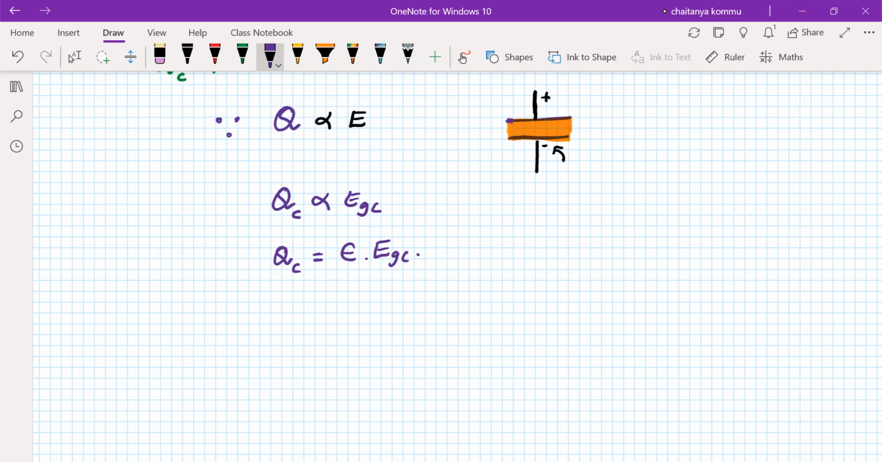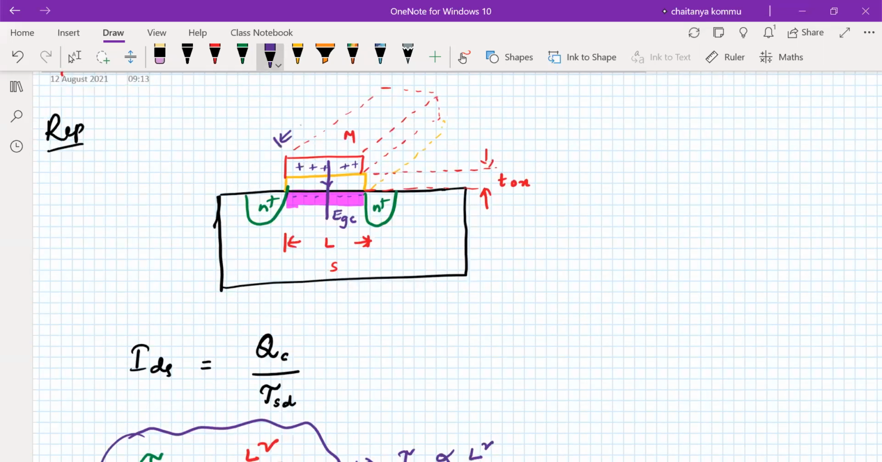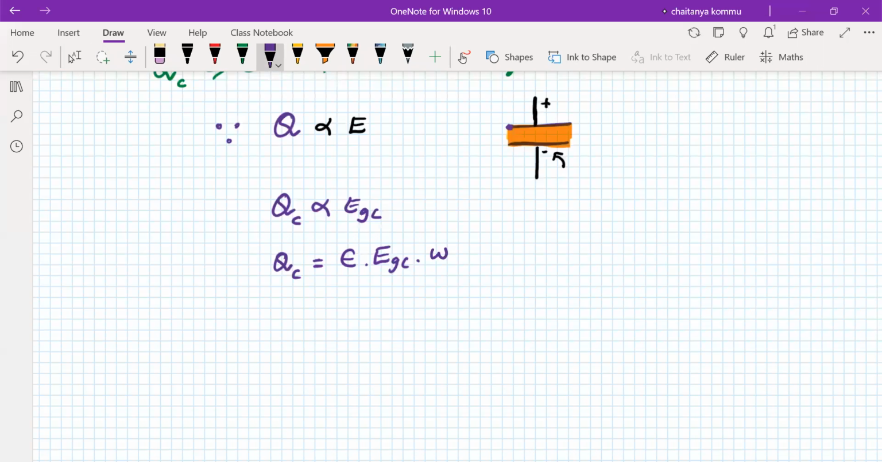That means we have considered only the unit area. If we want to consider the entire area, then what we have to do? Of course, this is the width of the channel, okay? And this is the length of the channel. So we are talking about this entire space. For example, you consider a gate. The entire width we have to consider, the entire length we have to consider. So what I'm writing here is the total area, W into L. Sorry, it is actually the total area of the capacitor. Do you agree with me on how we are getting the epsilon, how we are getting the EGC, how we are getting the W and L?